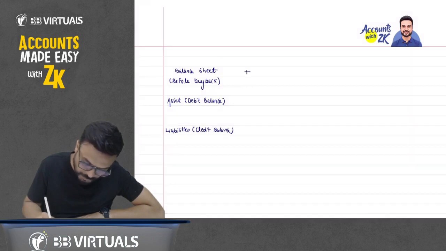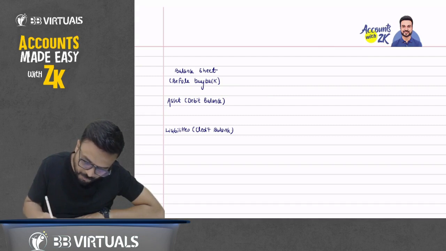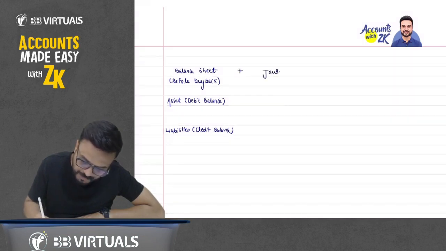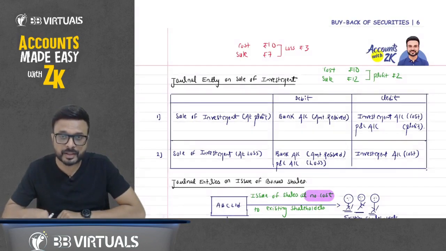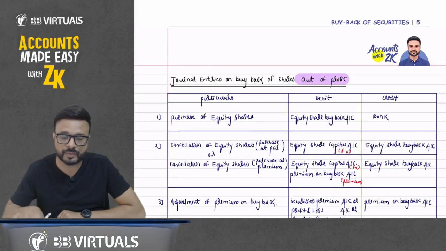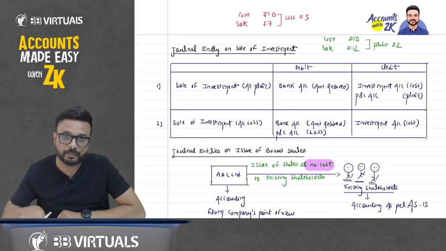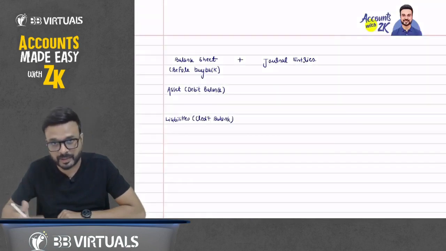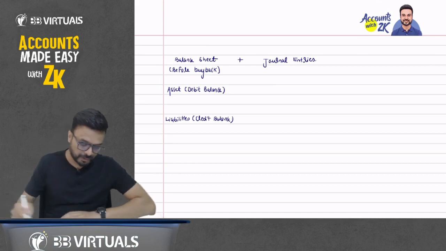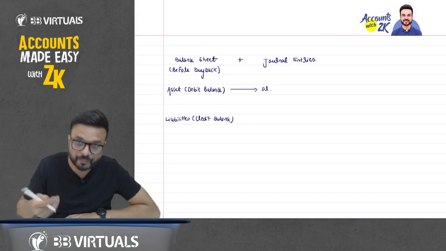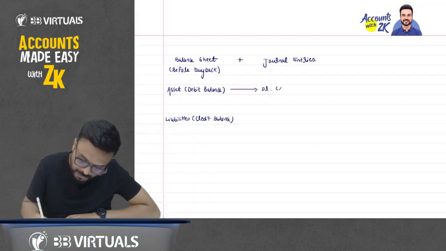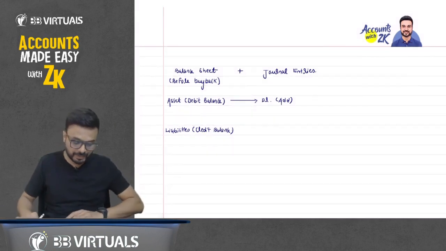So they will ask you some information, and they will ask you to pass journal entries of it. Journal entries of adjustment. We have discussed the journal entries here: journal entries when we do buyback out of profit, out of fresh issue of shares, on sale of investment, and bonus shares. We will pass the journal entry according to the information given in the question. In those entries, if it is an asset account and we have debited that account in our journal entries, then we will add it. Debit add. Basic. Listen here.